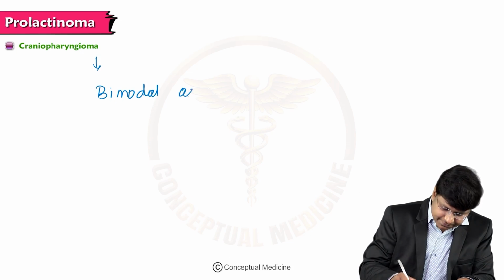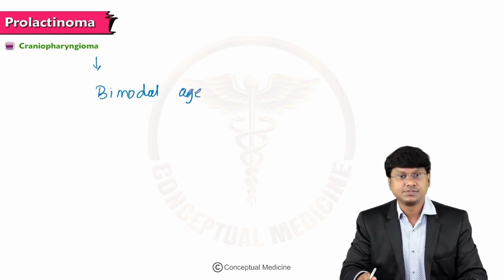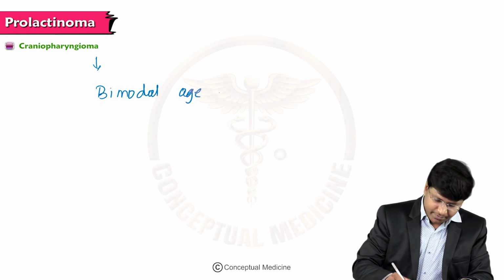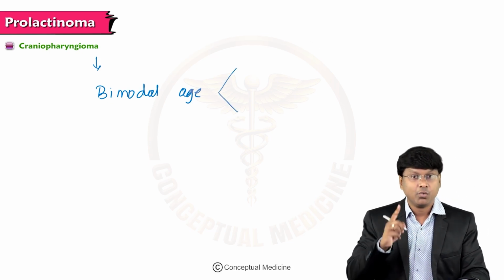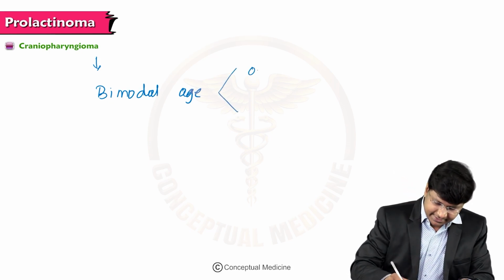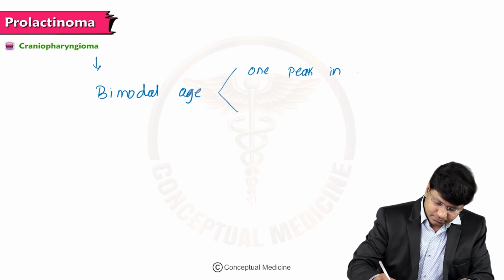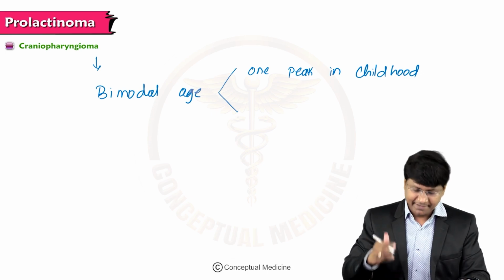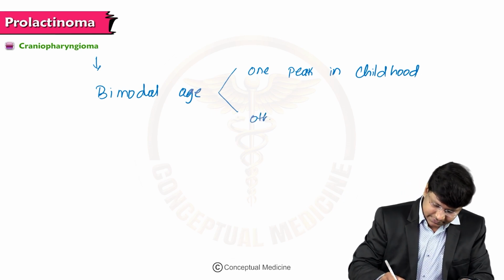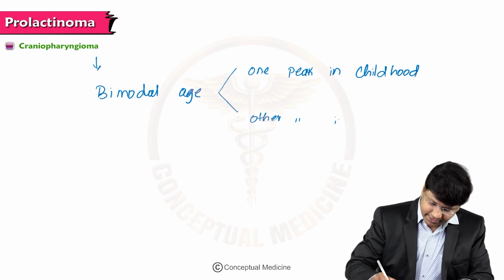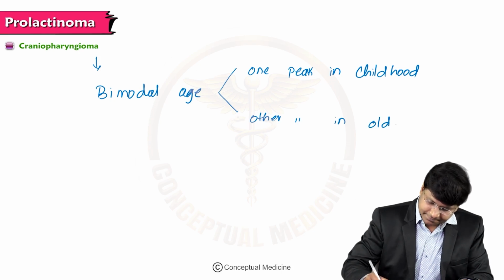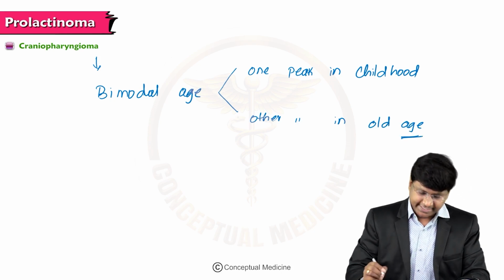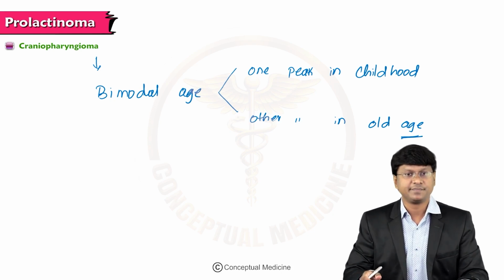bimodal age of incidence is there. And what do you mean by this bimodal age? One peak is in childhood, right? And the other peak is in the old age. So that is what is called the bimodal age of presentation.